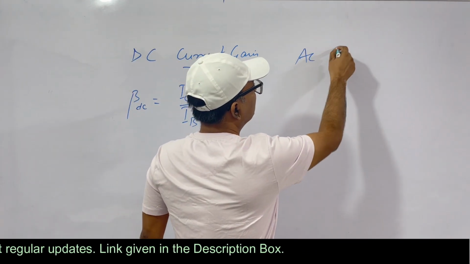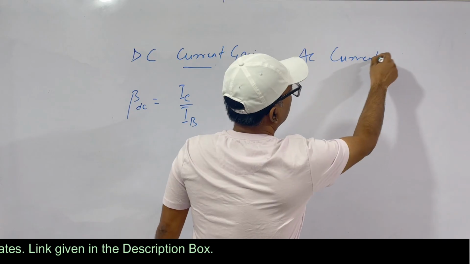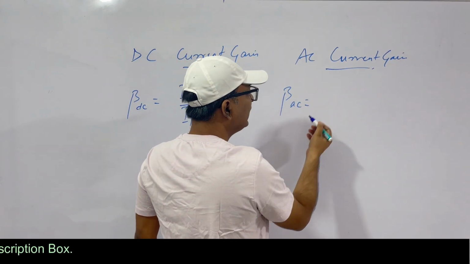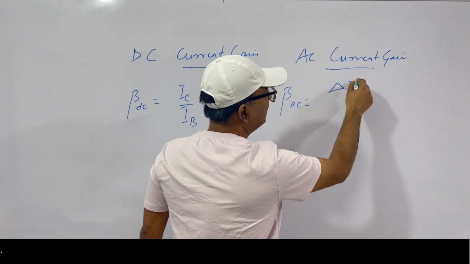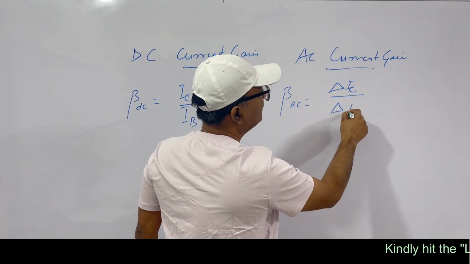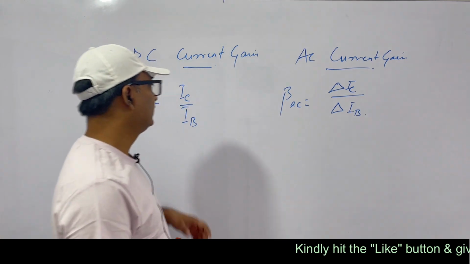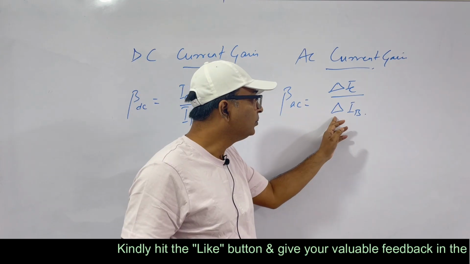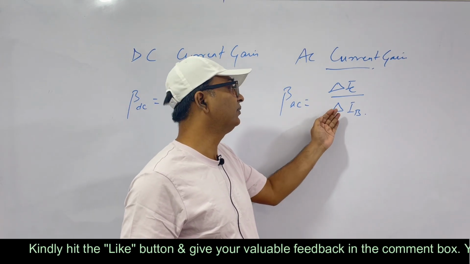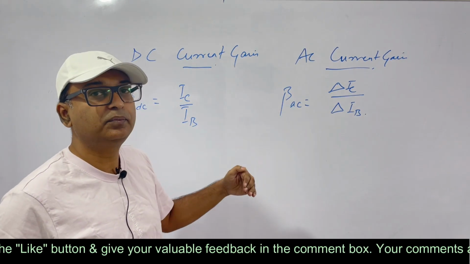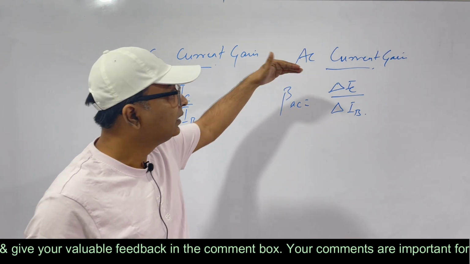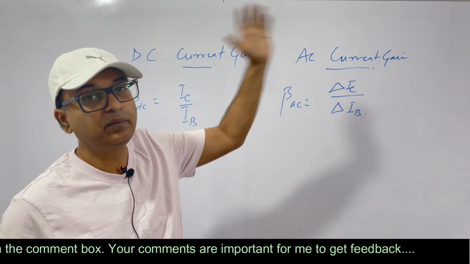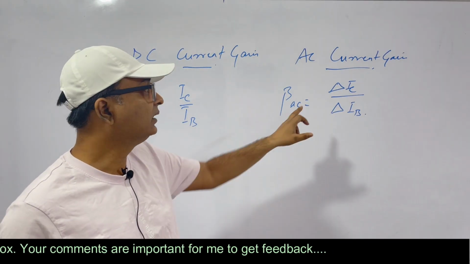Second is AC current gain. AC current gain is beta AC. It is given by the change in the collector current because of change in the base current. This is current by current. This is change in collector current due to a change in the base current. If we change base current from 5 microamperes to 10 microamperes, and the change in collector current is from 5 milliamperes to 10 milliamperes, then that gap by this gap is beta AC.